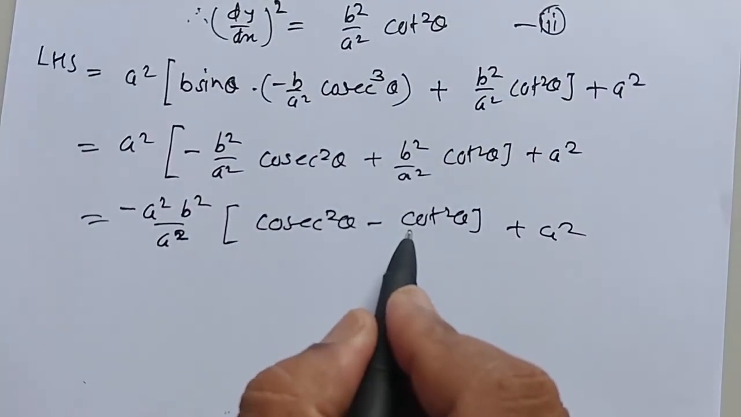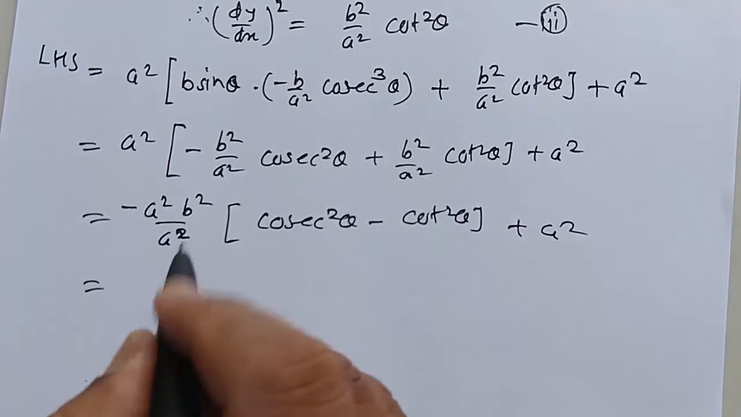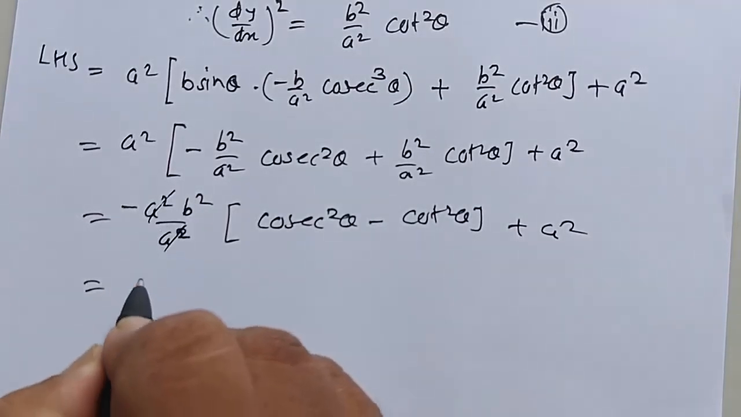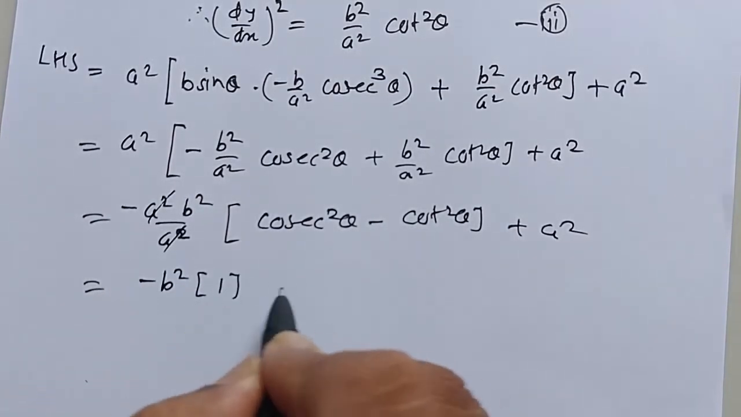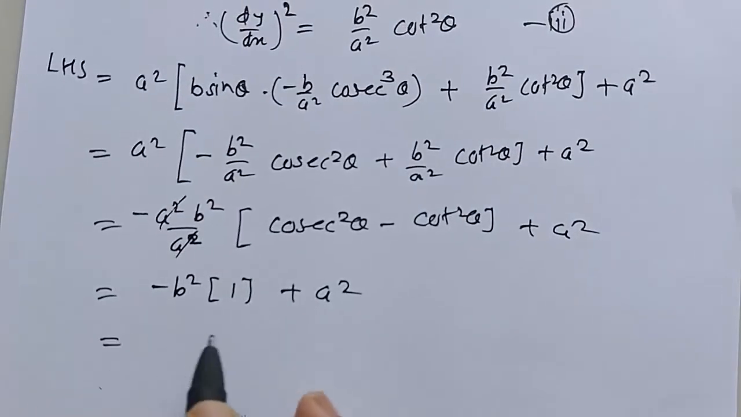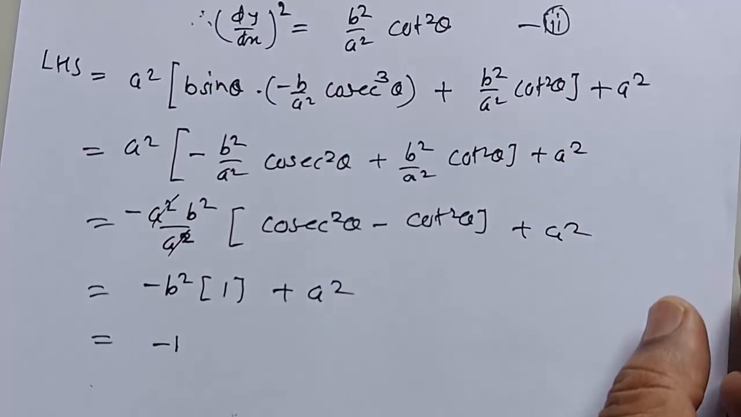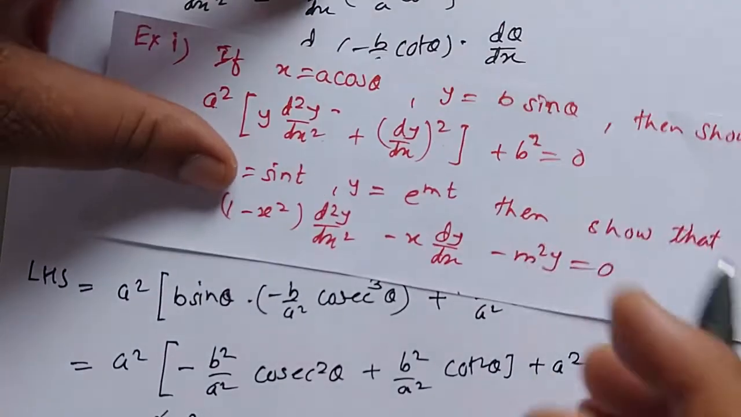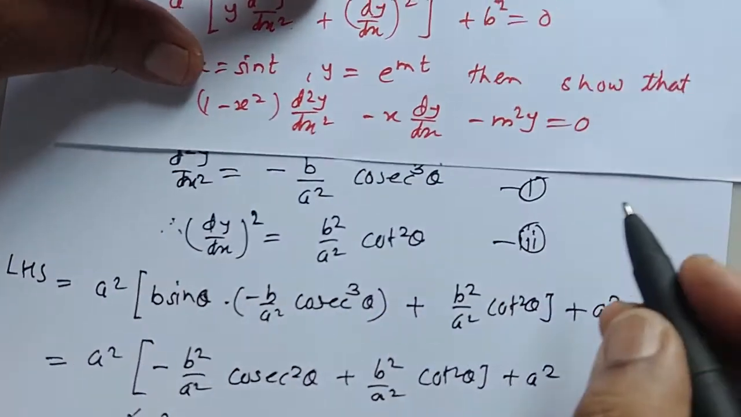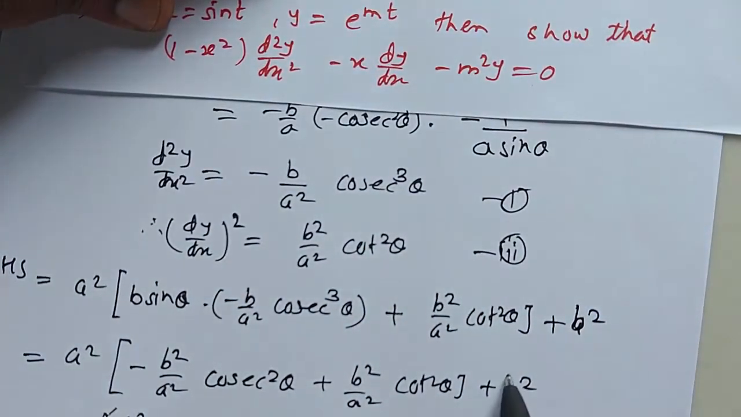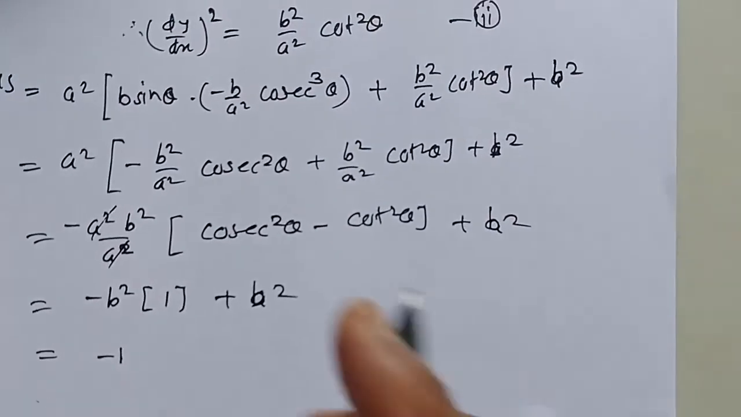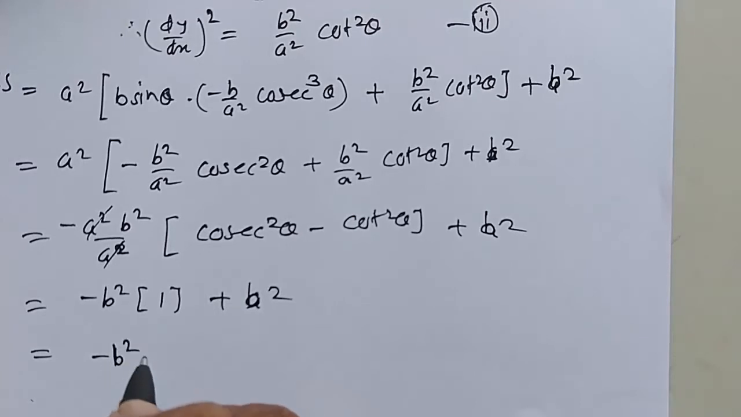Cosec square theta minus cot square theta is equal to 1. Identity first, so a square gets cancelled, minus b square, bracket 1 plus a square is equal to... sorry, here we have given b square, so we write here b square, so minus b square plus b square is equal to 0. It is nothing but RHS.